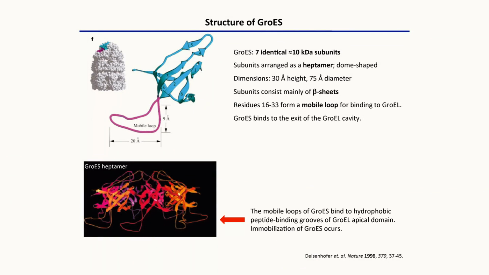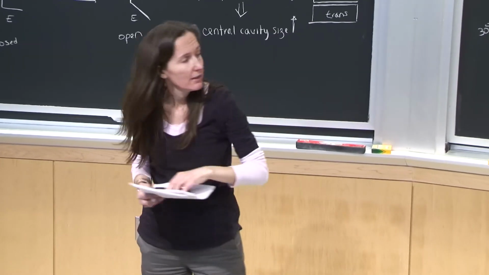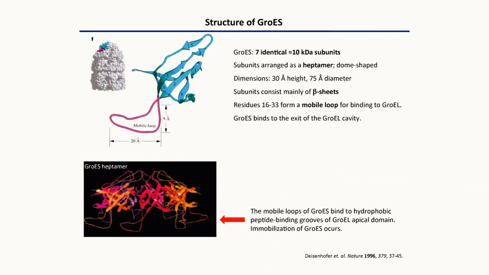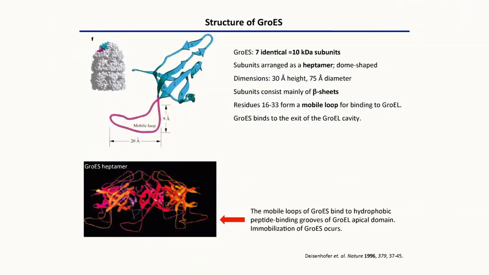we see is that there's a beta sheet region, and there's this region here that's described as a mobile loop. And if you look, the beta sheet region's on top, and this mobile loop is down where it binds to GroEL. Okay? So effectively, when GroES docks onto GroEL, these mobile loops bind to hydrophobic peptide binding pockets that are on the top of this heptamer there. Okay. Here's another depiction. So you're seeing the beta sheet parts on top, and here are the mobile loops that can bind to peptide binding grooves of GroEL.